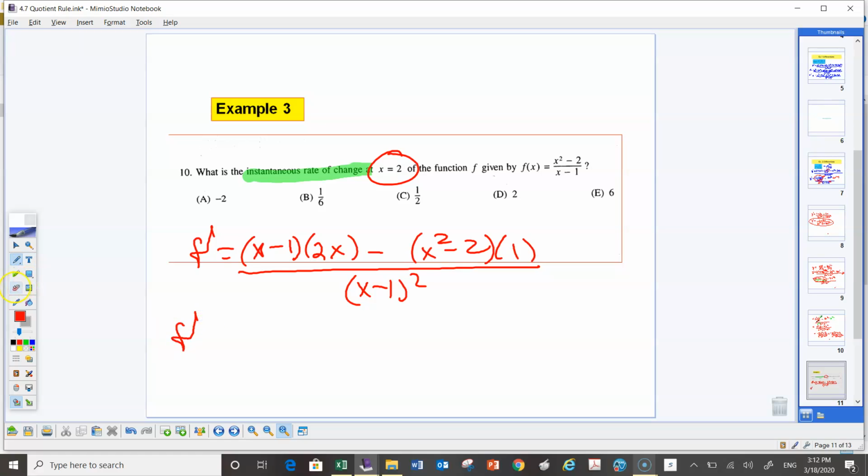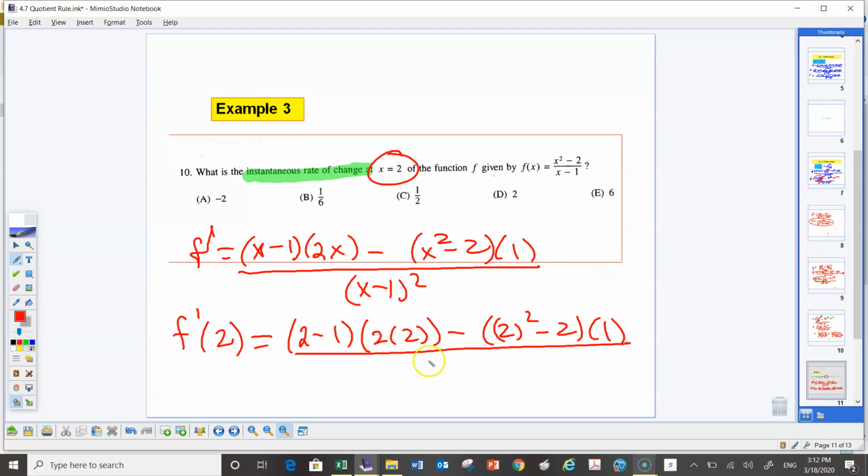So our notation, if I could ever get this pen to work, would be f prime at 2. Now I plug 2 into the derivative, so it's 2 minus 1 times 2 times 2, minus 2 squared minus 2 times 1, which is really irrelevant, all over 2 minus 1 squared. So this becomes 1, that becomes 4, minus, be careful here, 2 squared is 4 minus 2 is 2. My final slope is 2. Or my instantaneous rate of change in this case is 2. All right, so if this was a multiple choice question, the answer would be right there at D.